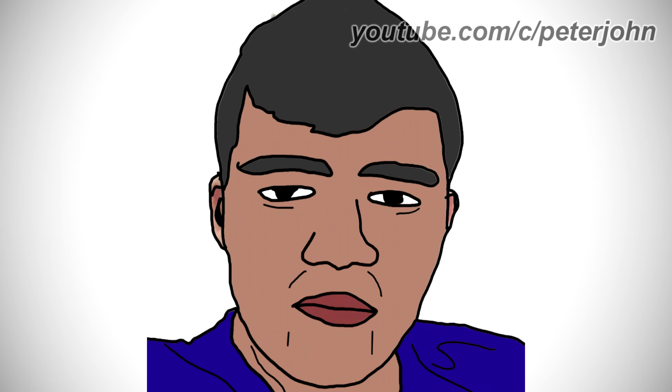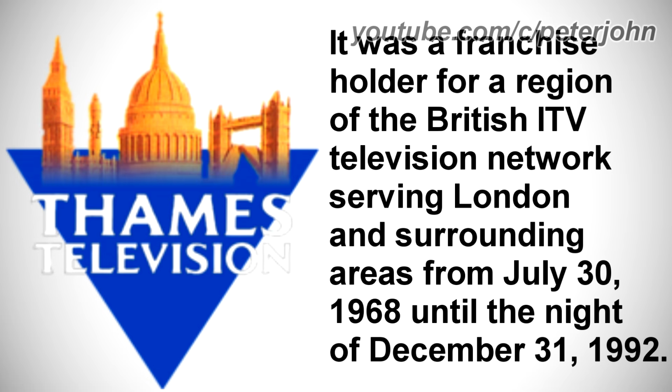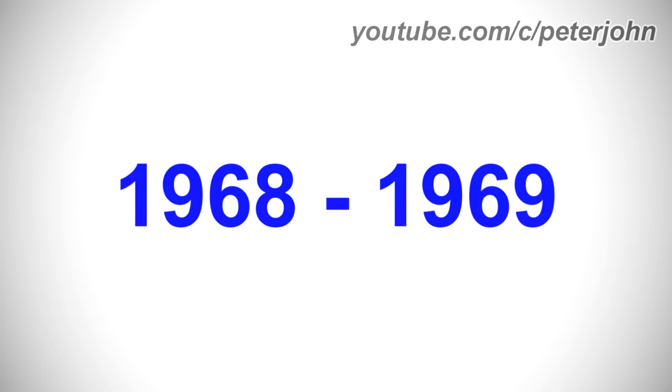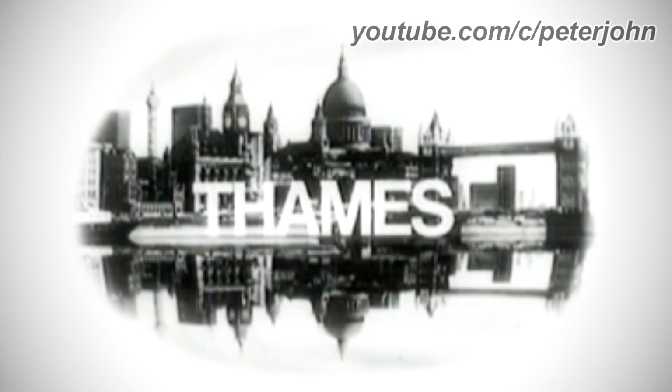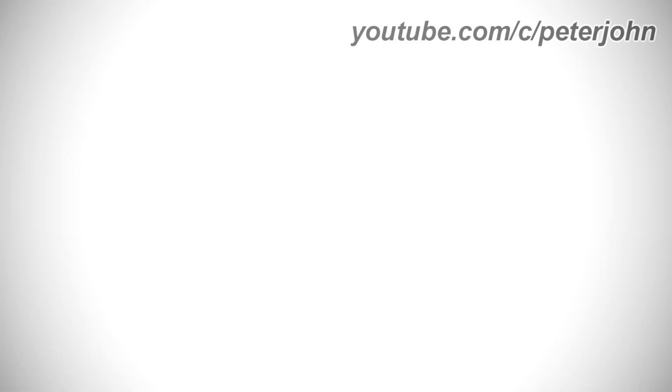Alright, now I'm gonna talk about Thames Television. It was a franchise holder for a region of the British ITV television network serving London and surrounding areas from July 30, 1968 until the night of December 31, 1992. 1968 to 1969, there are some buildings, and on them there is the word Thames in white text. Here is the word mark and a bumper.